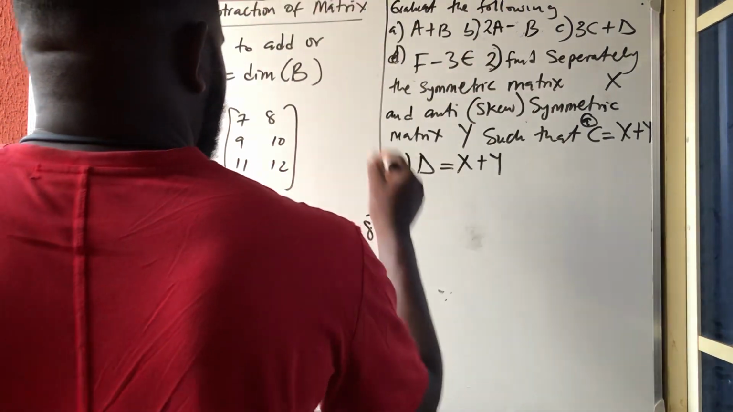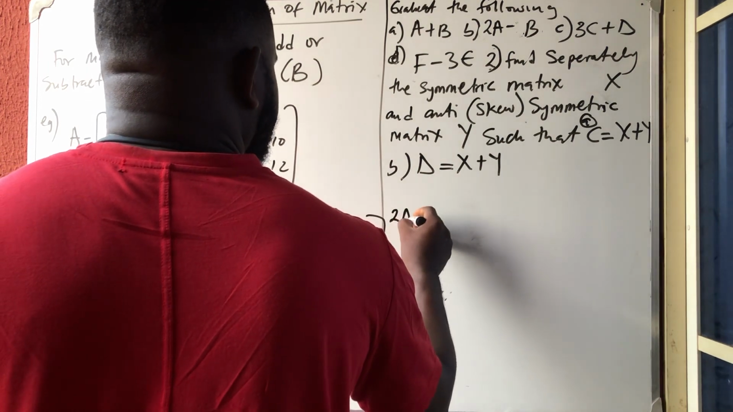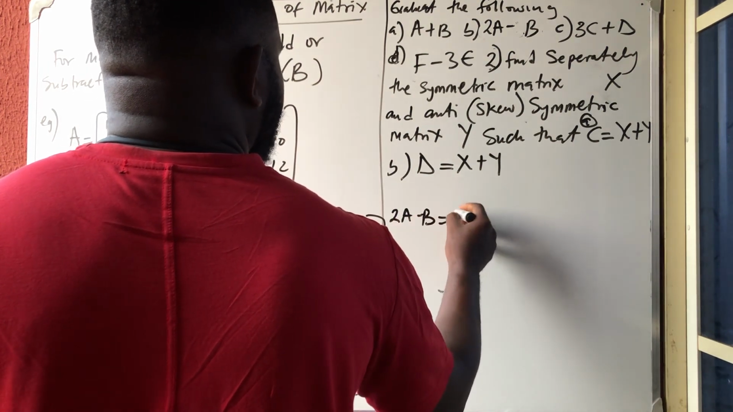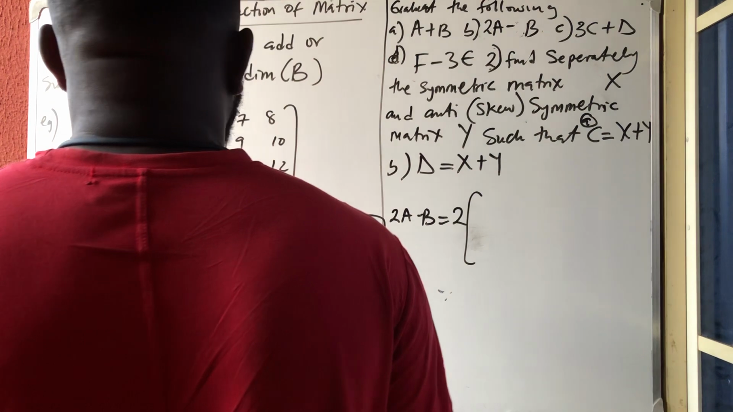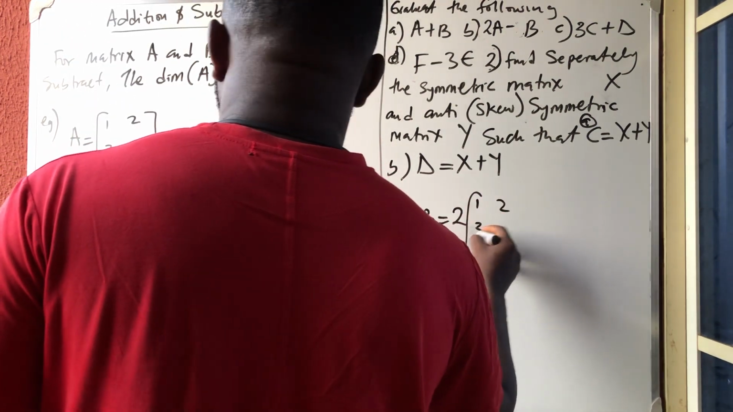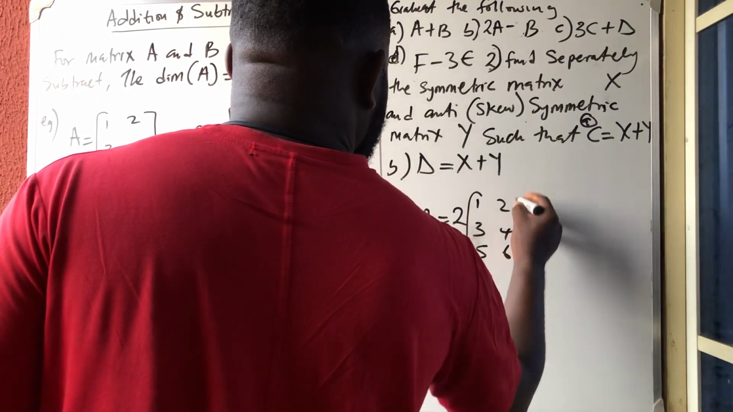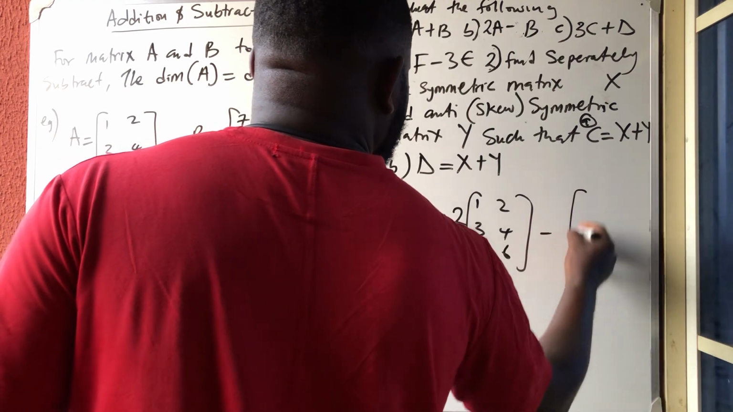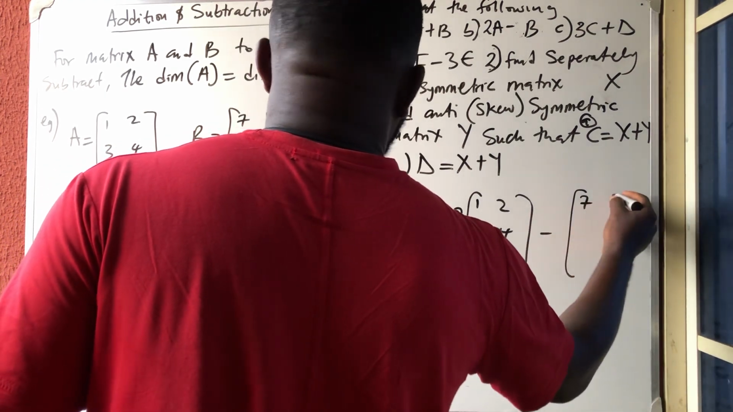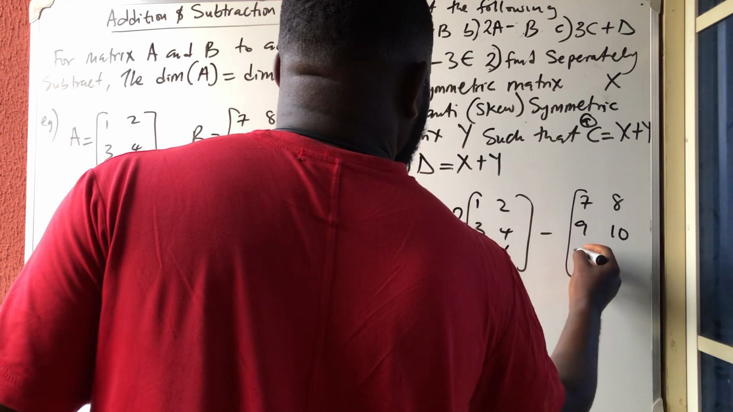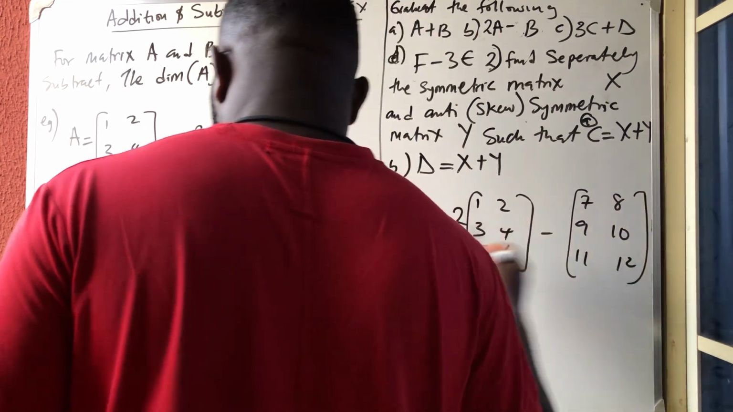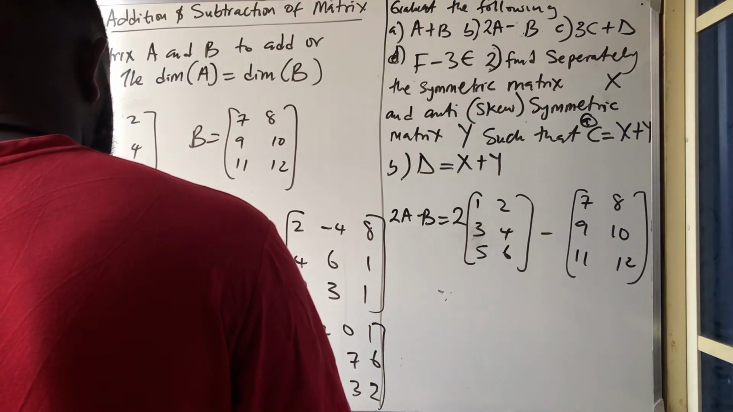So therefore 2A minus B is simply 2 into the matrix of A, 1, 2, 3, 4, 5, 6, minus B, which is 7, 8, 9, 10, 11, 12. Okay, so as simple as that.